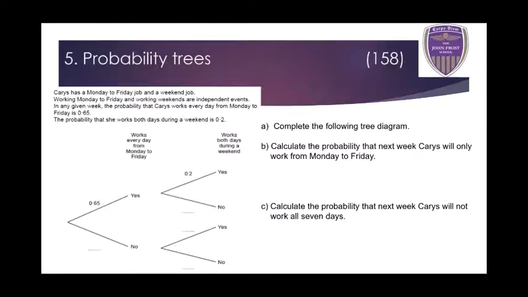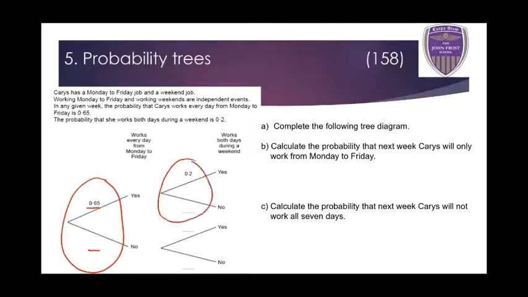We've got our probability tree here. So question A, complete the tree diagram. Well, for each starting branch of the tree, these two numbers have to add up to equal 1. Okay, so all of these numbers have to equal 1.